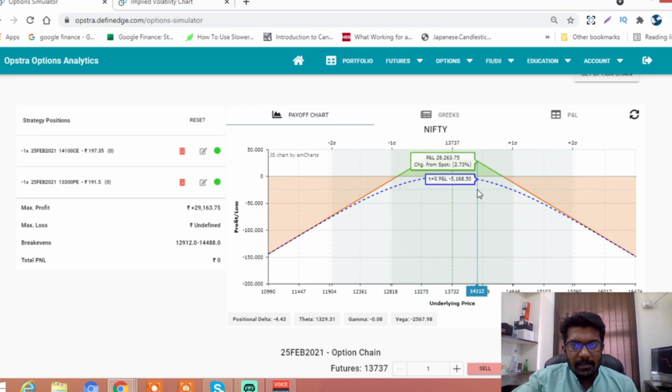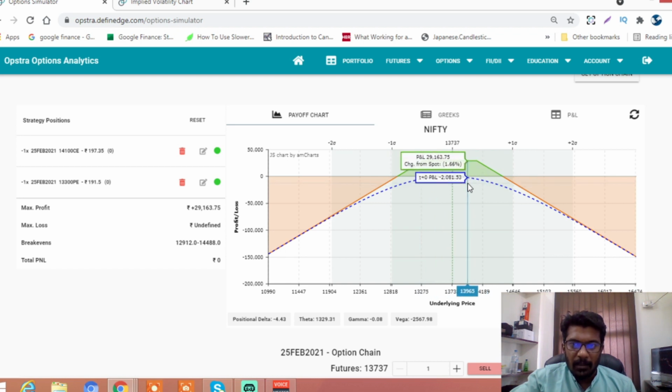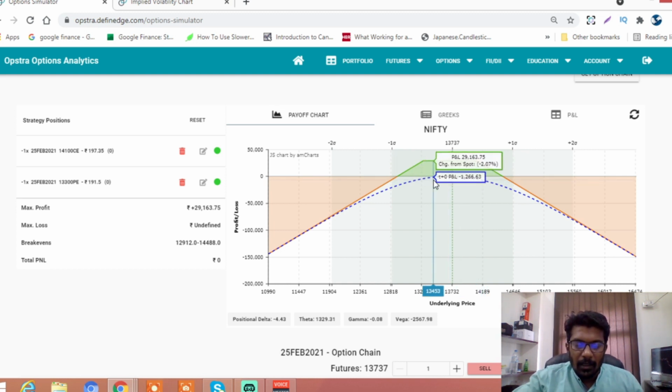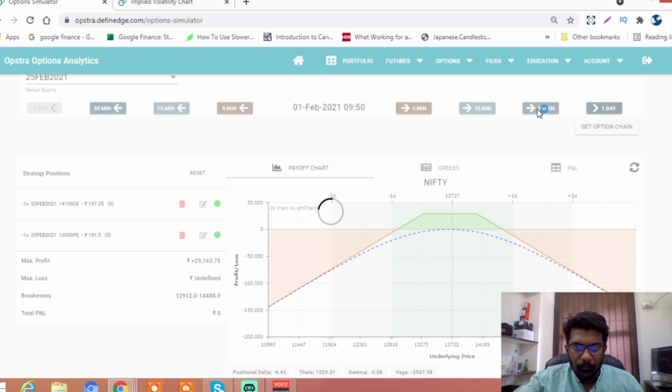Unless the market is range bound and expires within this range, we don't have any problem and we can enjoy the profit. But it is less likely that Nifty is going to expire within this range, particularly when India VIX is very high. Nowadays India VIX is around 20%, more than 20% every time. I think that is going to be the new normal for India VIX. As we have initiated this trade, we will see what happens on the next day.